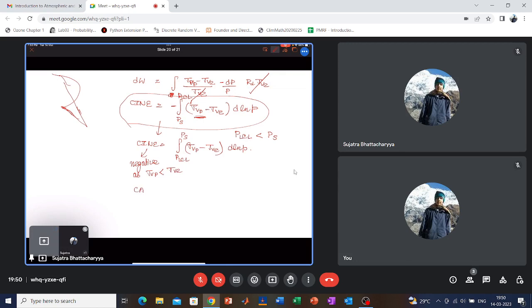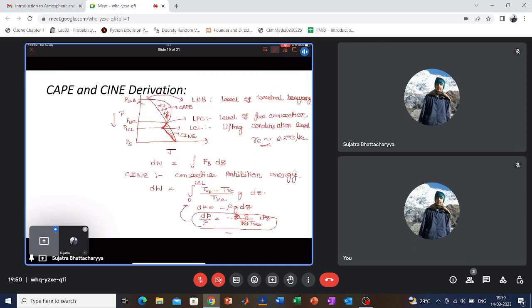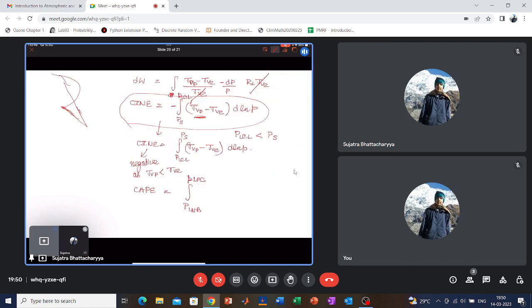But for Cape, the same expression will be there, but it will be now from P level of neutral buoyancy to P LFC, because it will be from LFC to LNB. Okay, now this will be TVP minus TVE, same expression, d log P. But why is it positive? This is positive because, see this area, this is parcel, this is also parcel, this is environment, this is also environment. Now here TVP is greater than TVE. So these are the two expressions of Cine and Cape.